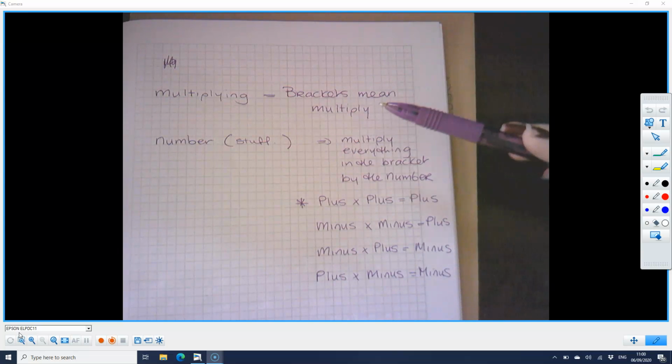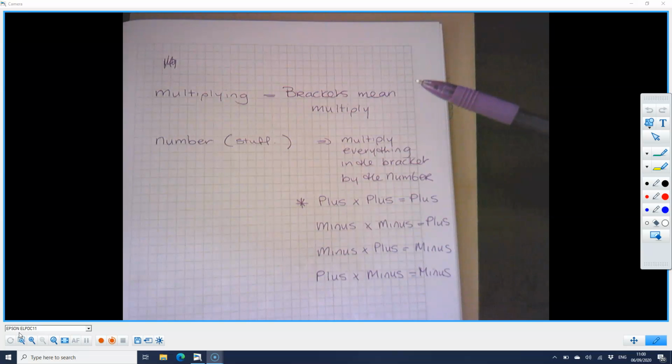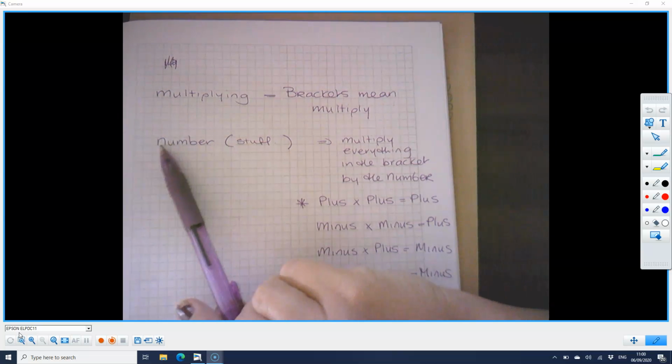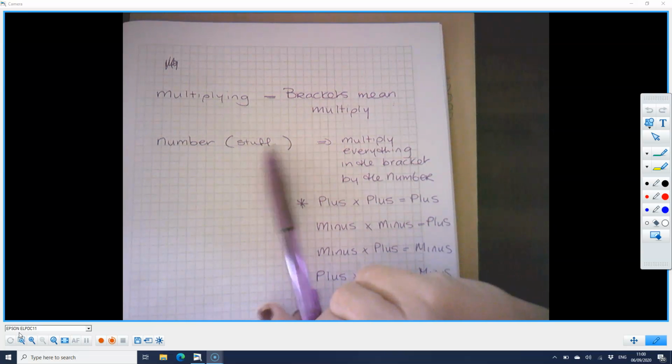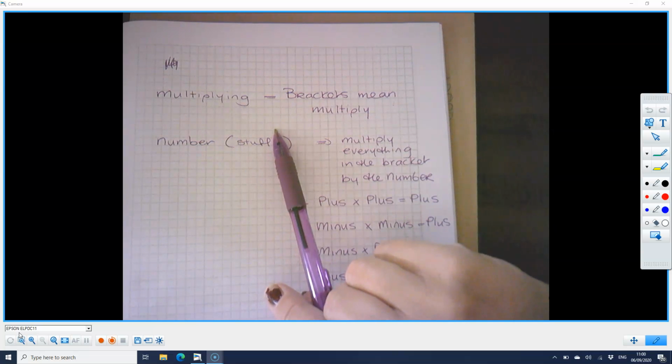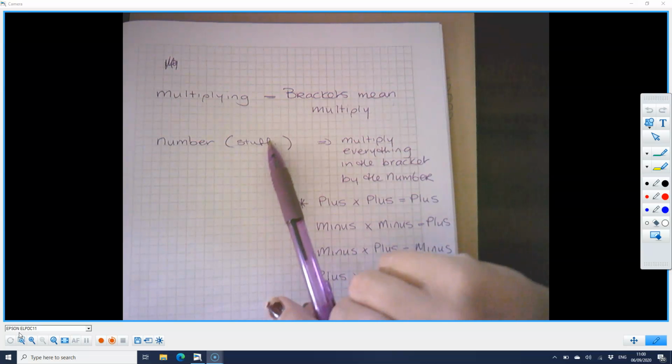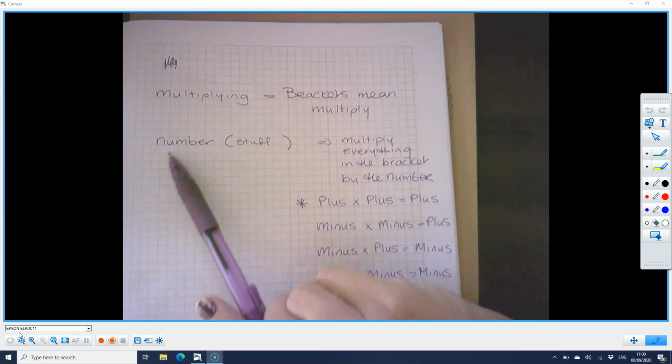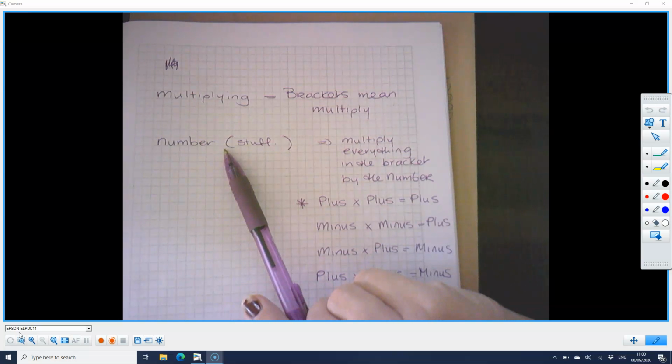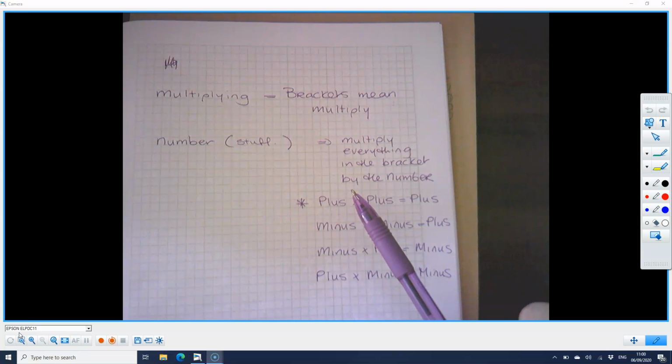Multiplying is also represented by brackets and a dot between numbers. So in terms of your maths, brackets mean multiply. You can have two sets of multiplication. You can either have a number outside a bracket, and the bracket will contain lots of sums, letters and stuff. If you have a number directly in front of a bracket, it means multiply, and what you do is multiply everything in the bracket by the number.